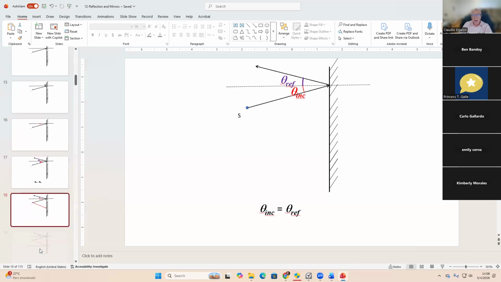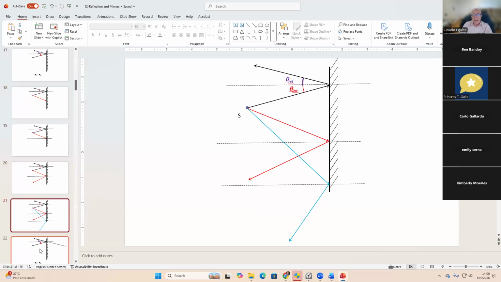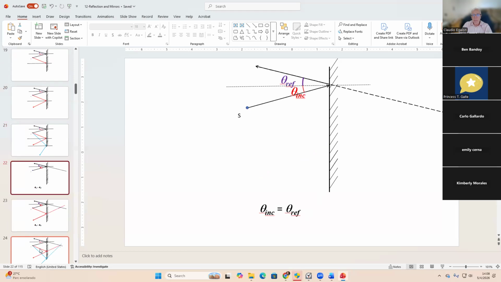Another light ray coming out from the source, the normal at that point, which is perpendicular, right, to the surface of the mirror, and again, the angle of reflection is equal to the angle of incidence. And we have another one here, angle of reflection equal to the angle of incidence, etc. Okay? Can you picture that, right?